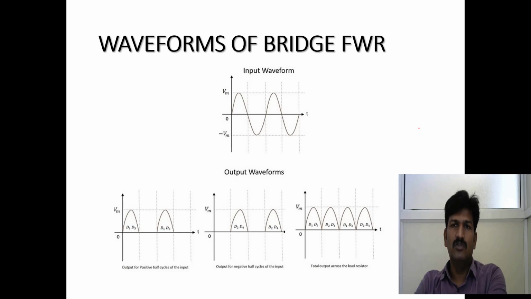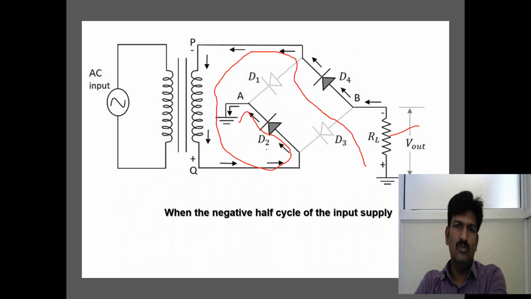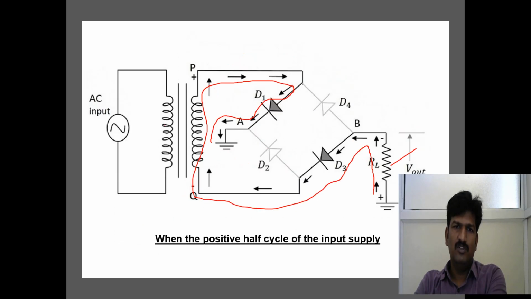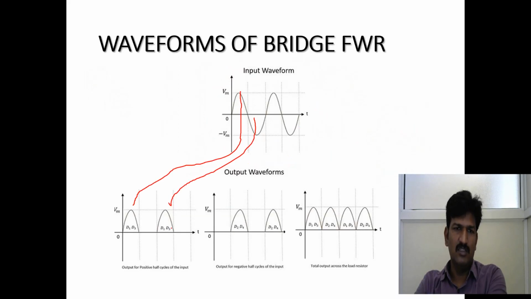The waveform forms a good bridge rectifier. For the positive cycle, what is happening? D1 and D3 become forward biased. For the negative cycle, D2 and D4 become forward biased, like this.